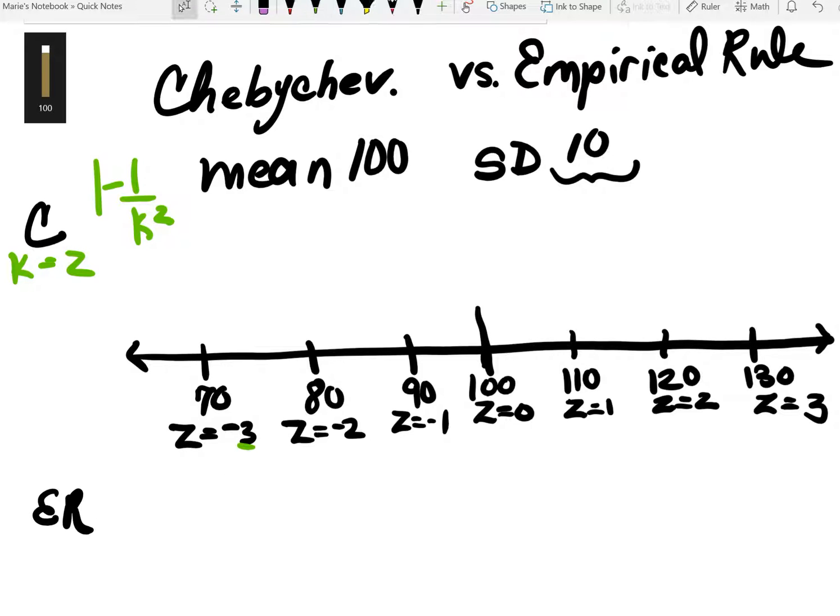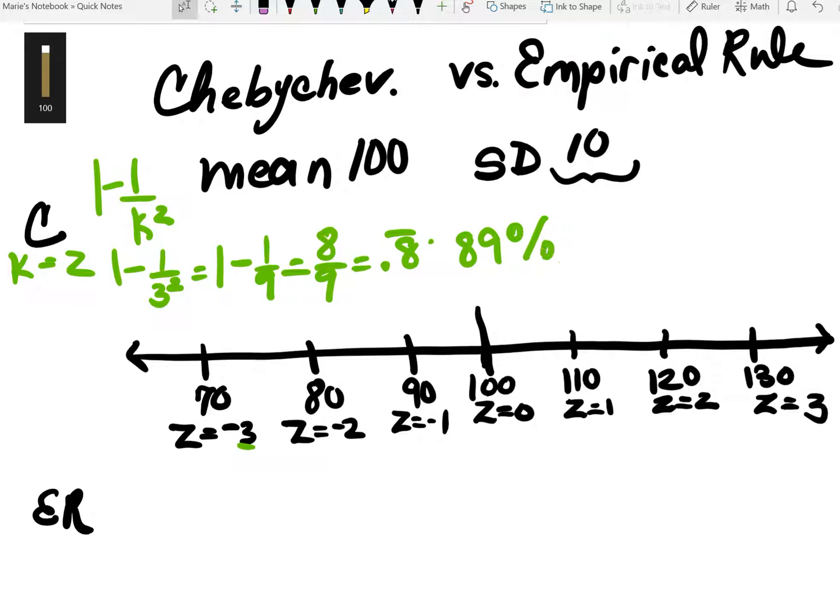Now let's look at the 3, whether positive or negative. If I do 1 minus 1 over 3 squared, this becomes 1 minus 1 over 9, which in essence is the fraction 8 over 9, which in essence is 0.8 repeating, which can be rounded to 89%. And this is why Chebychev says that between the -3 and +3 standard deviations, you should have 89% of the data.